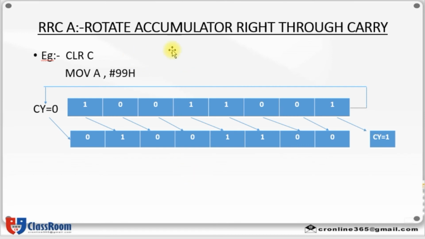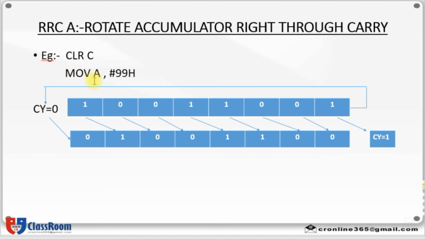Then fourth one is rotate accumulator right through carry, which uses the instruction RRCA. Rotate right carry accumulator. In RRCA, as bits are rotated from left to right, they exit the LSB to the carry flag and the carry flag enters the MSB. You can see this by means of an example. First, carry flag is cleared by using the instruction CLR C.